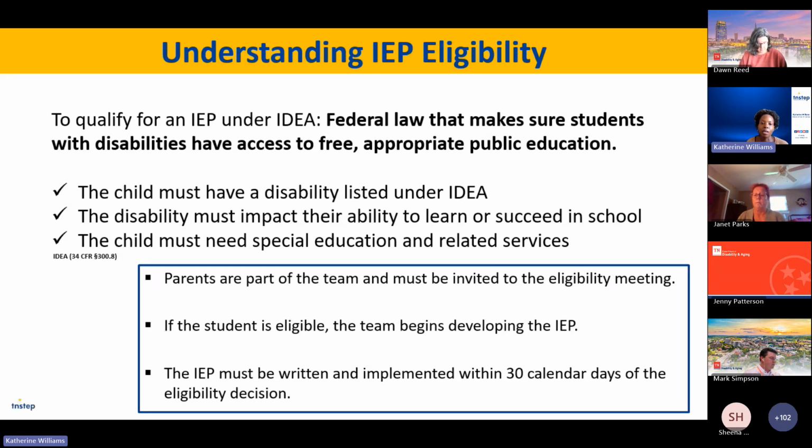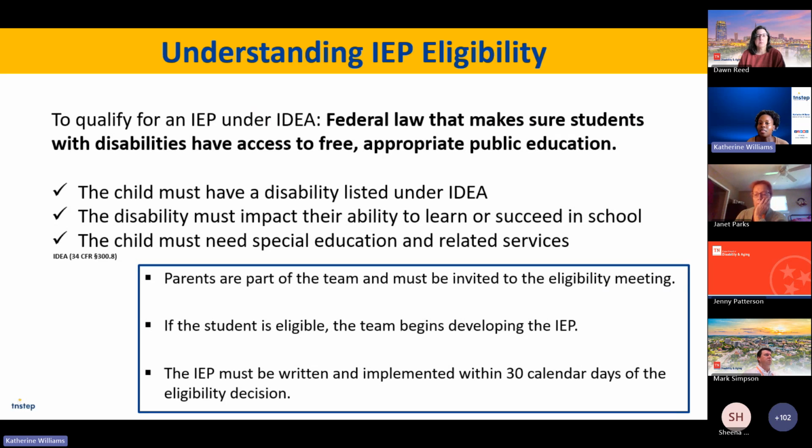and we will go over some of those disability categories in a minute. Secondly, the disability must impact their ability to learn or succeed at school. So it's important to remember it is not just about the disability category and diagnosis. That is not the full picture. We need a diagnosis, but we also need it to affect their ability to learn and succeed at school. And that's where the team comes in and makes those determinations.